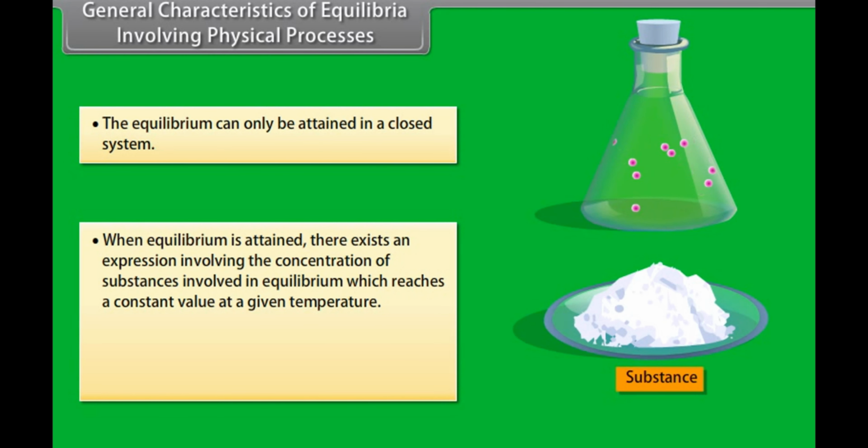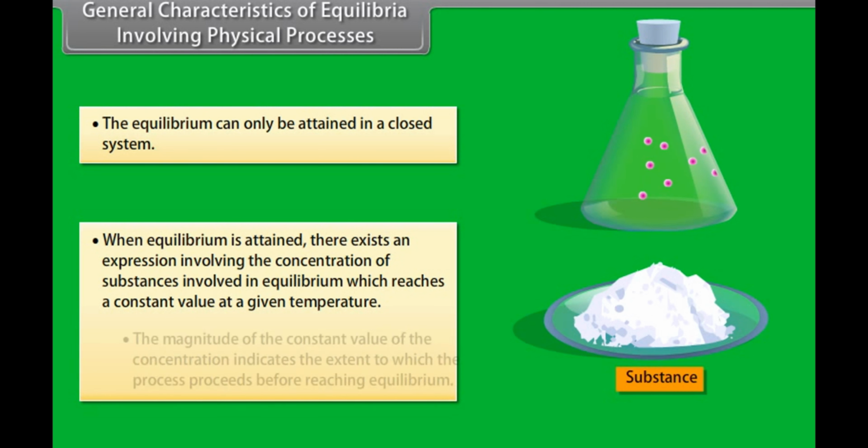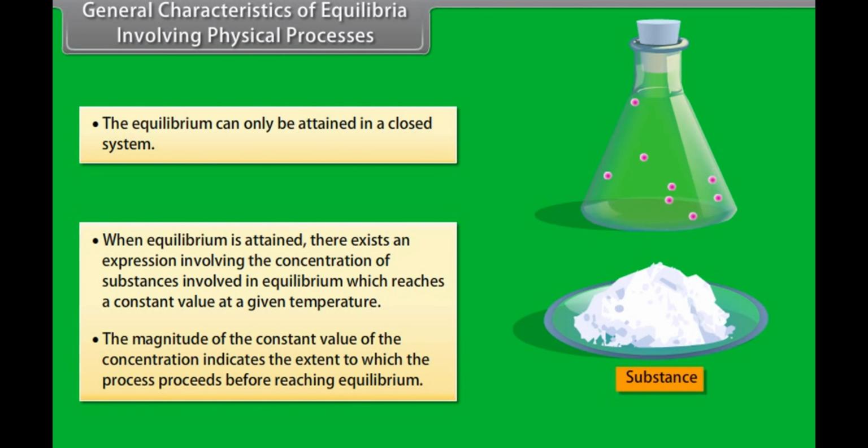When equilibrium is attained, there exists an expression involving the concentration of substances involved in equilibrium, which reaches a constant value at a given temperature. The magnitude of the constant value of the concentration indicates the extent to which the process proceeds before reaching equilibrium.